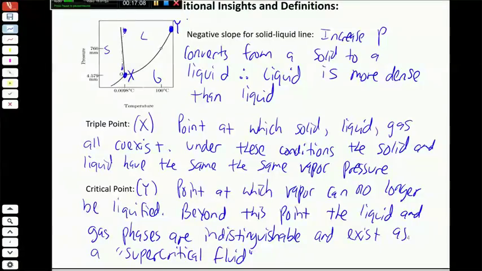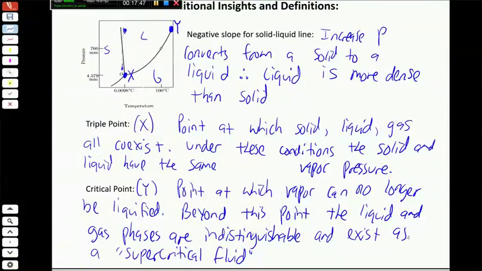Yes? Isn't liquid more dense than solid? Yes. Jeez. Again, my ability to talk and write at the same time is questionable. There's another case where it was. Yeah, so liquid is more dense than solid. That should read solid, not liquid, more dense than liquid, of course. Oh yeah, man, you guys are hammering me today. All right, so they have the same vapor pressure. All right, I'll get it together.